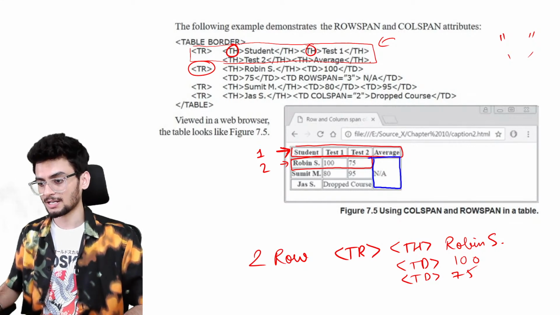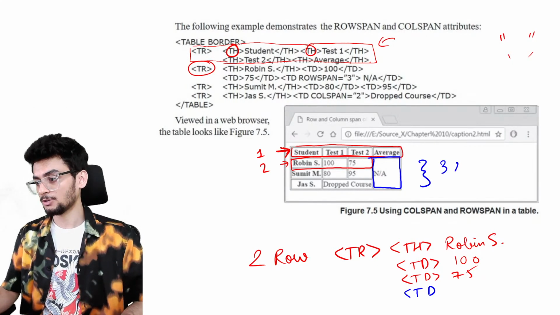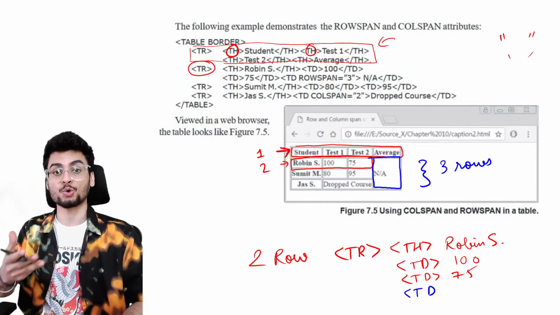So what we do is I write td, but here what is happening? 3 rows. Here we are spanning 3 rows. That's why we have to use row span.